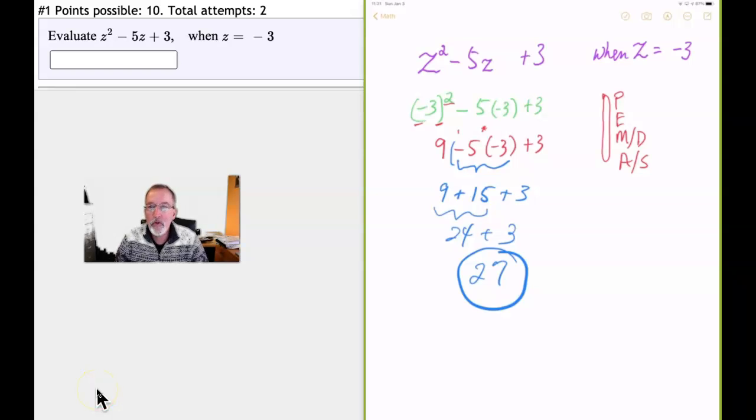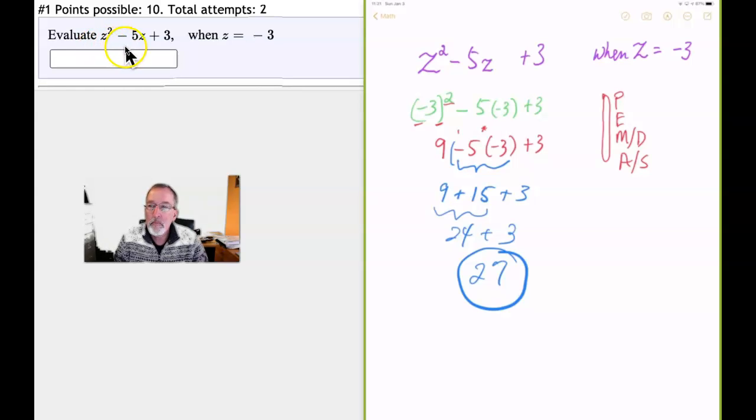Hello everybody, we're going to take a look at the Math 53 Unit 1 practice test problems here, and this is the first problem. It's a substitution problem and we are evaluating an algebraic expression. Sounds harder than it is. We have this expression z squared minus 5z plus 3 when z is equal to negative 3. So we're supposed to evaluate this expression when z is equal to negative 3.